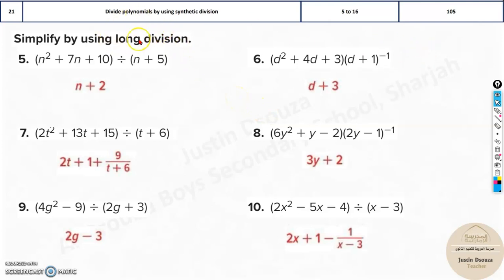They have mentioned 5 to 10 is from long division. These 6 problems are from long division. I hope this is clear. If not, please pause the video and go back again. And if you have any doubts, put them in the comment section.